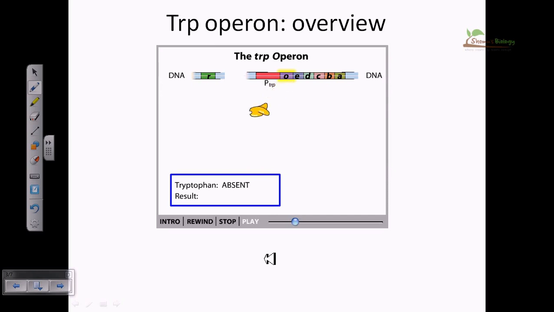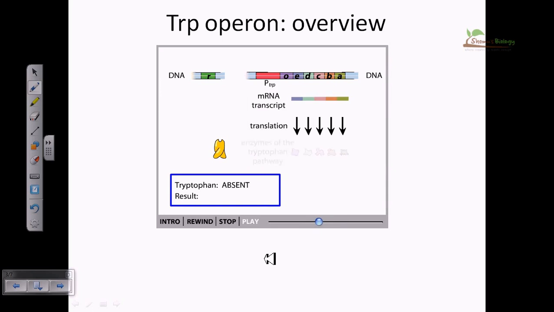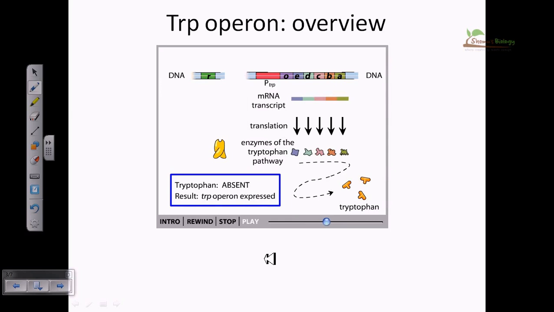When the operator site is unoccupied, RNA polymerase can attach to the operon's promoter region, indicated by P sub TRP, and begin transcription. The structural genes of the trp operon are labeled E, D, C, B, and A. RNA polymerase transcribes these genes, producing an mRNA transcript. Translation of the mRNA transcript produces 5 enzymes that participate in a metabolic pathway that synthesizes tryptophan. Each enzyme catalyzes a different step in the pathway. With these enzymes and with the necessary raw materials, the cell synthesizes tryptophan.